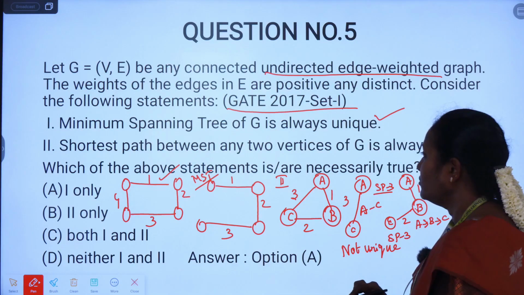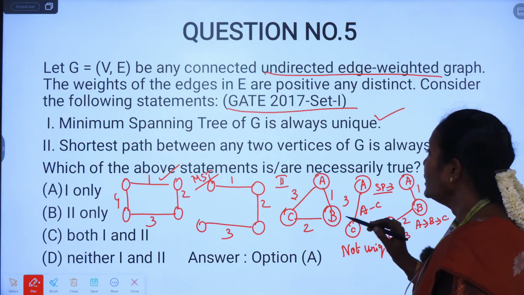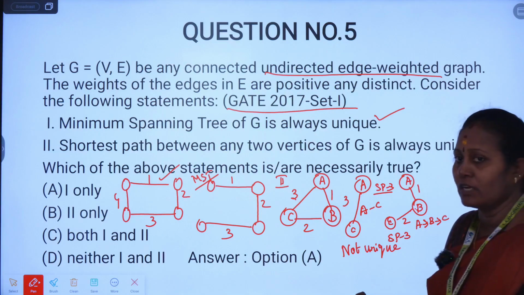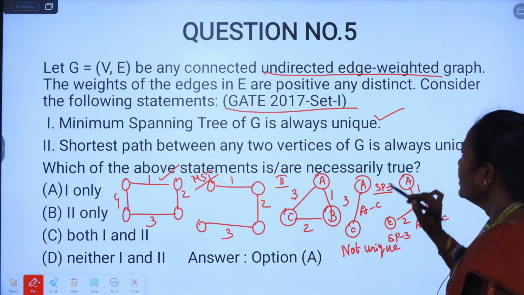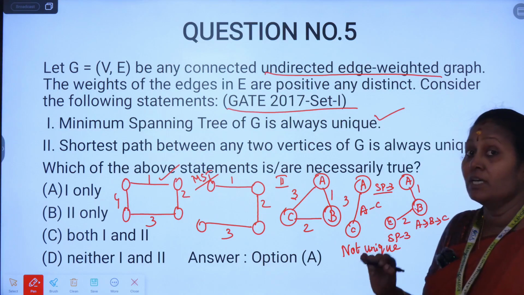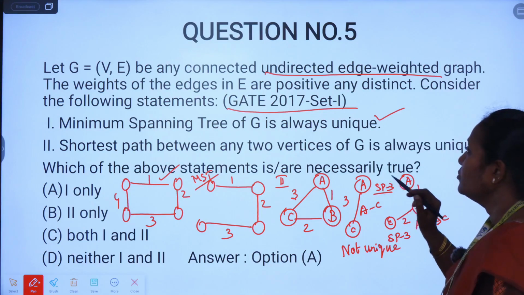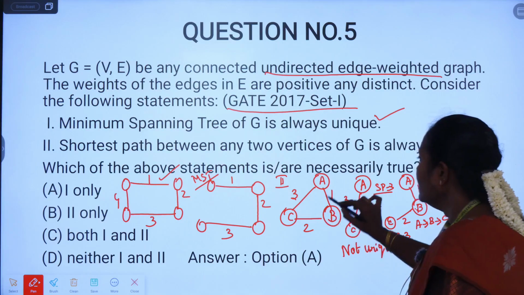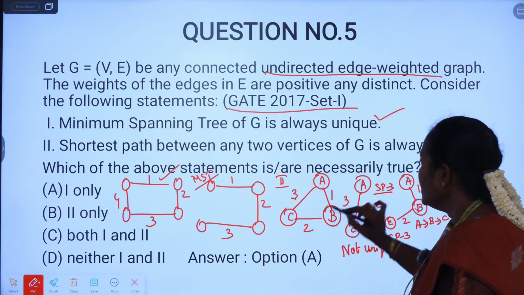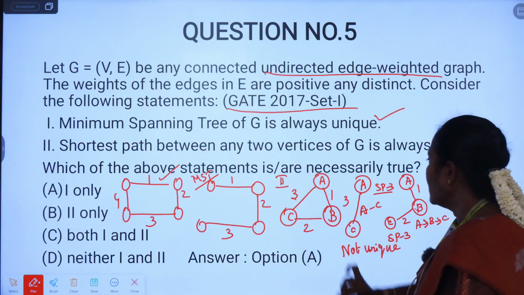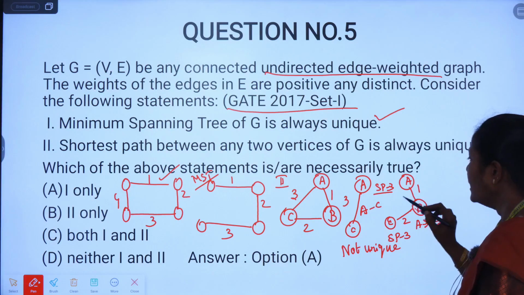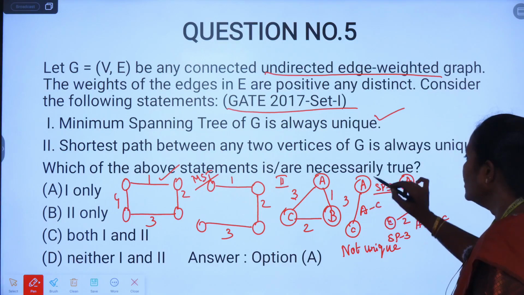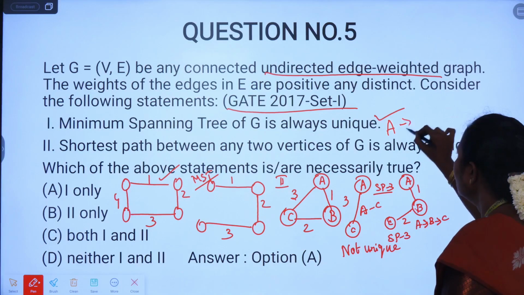What is the second statement we have? Shortest path between any two vertices of G is always unique. This is what we are going to check next. That is the second option. So here, what is the condition they have given? It should be an undirected graph with positive and distinct edge values. So I am going to consider this graph here with vertices A, B, C with edge weights 1, 2, 3. What is the shortest path for this particular graph? That is, to reach A to C.